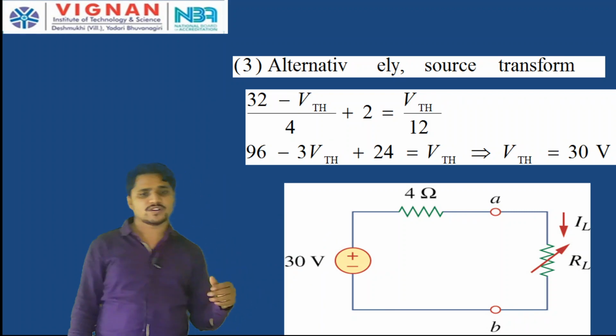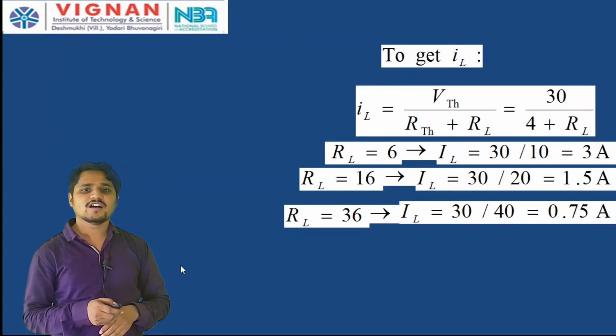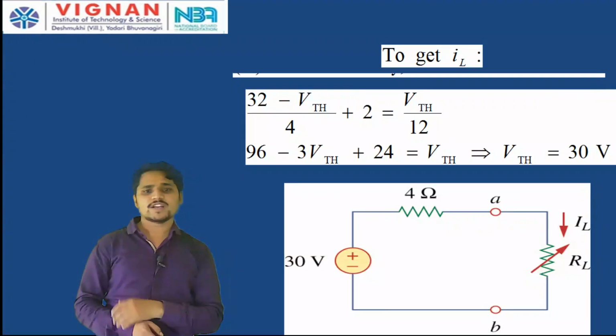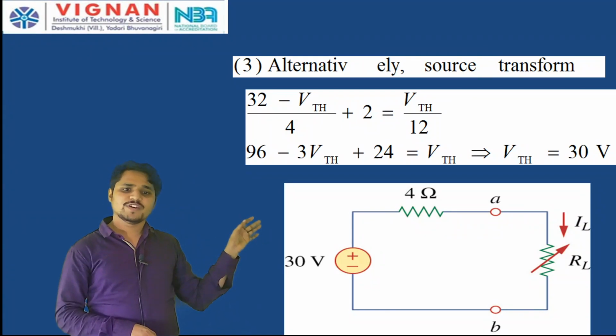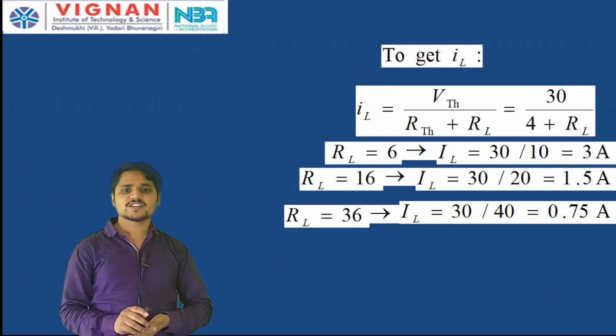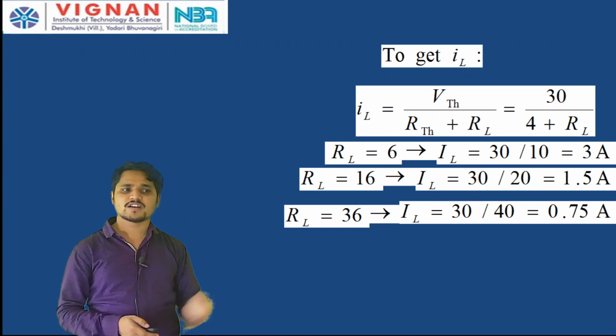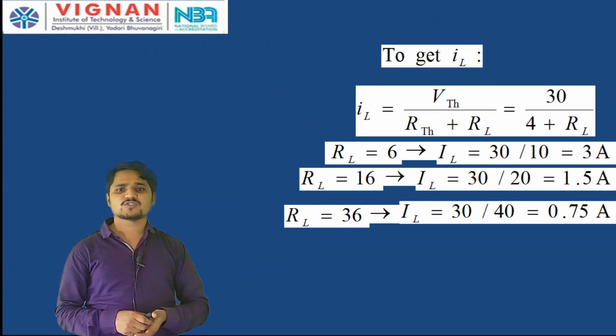Now find the current in the load resistance. IL is equal to V Thevenin by (R Thevenin plus RL), therefore 30 by (4 plus RL). When RL is equal to 6 ohms, what is IL? 30 by 10, since 4 plus 6 is 10, so 3 amperes.